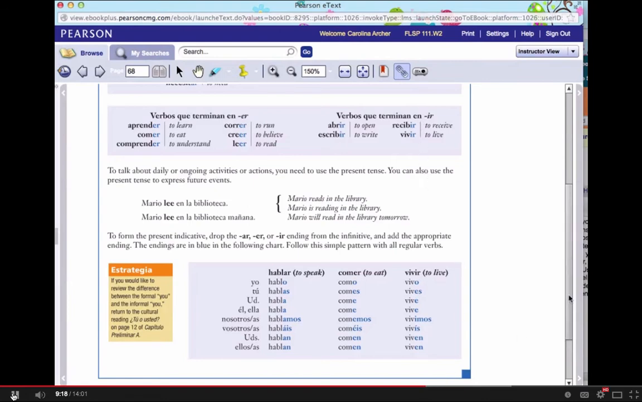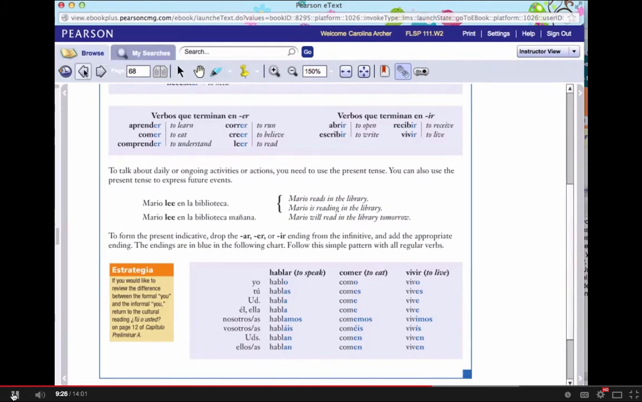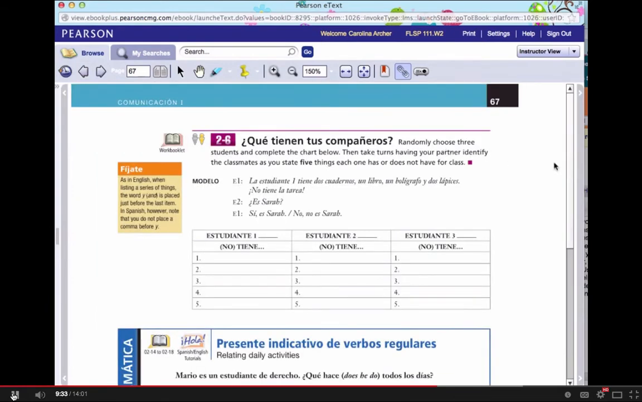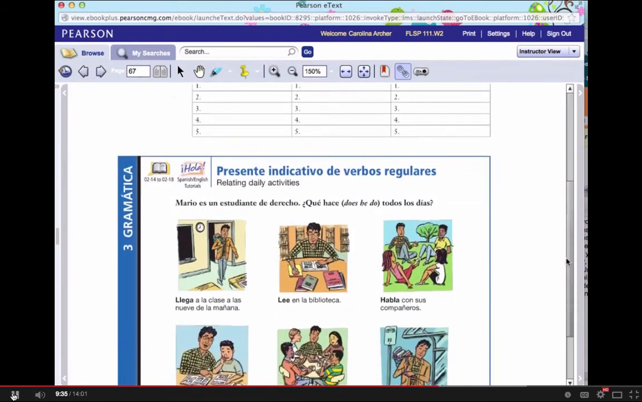So, it's very important that you get a lot of practice with this because it's going to get more and more complex each time because we're going to be introducing a lot of verbs at a time, okay? Okay, so let's go back to the previous page, página 67.